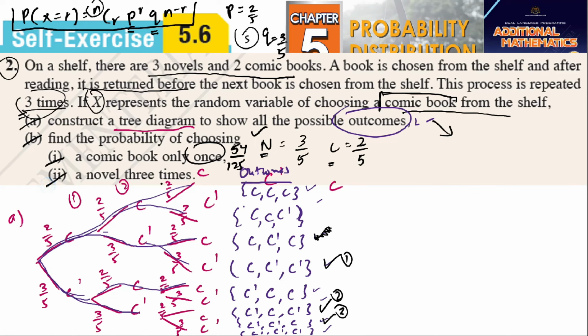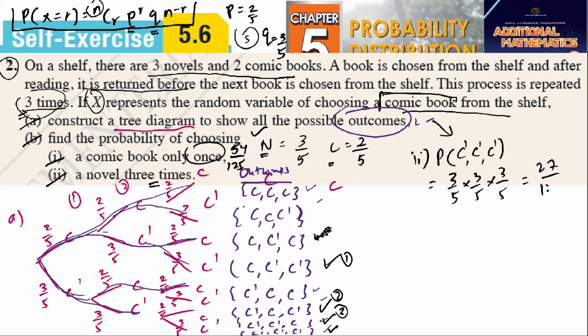So second, a novel 3 times. So novel 3 times, so it's C prime, because C is getting a comic book, so C prime is not getting a comic book, which is choosing a novel. So here, when you have probability of C prime, C prime, C prime, it is equal to 3 over 5 times 3 over 5 times 3 over 5, which is equal to 27 over 125.